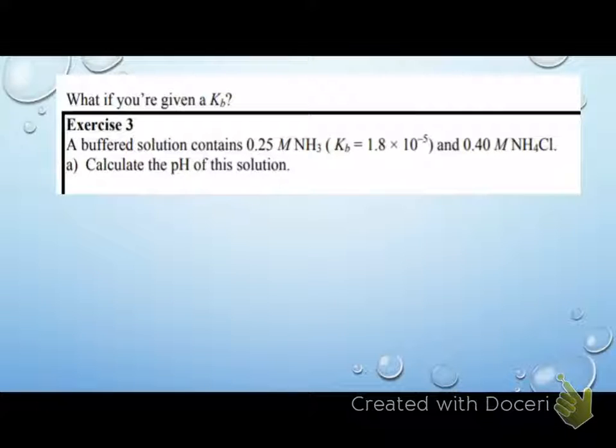Okay, picking up with exercise 3, we have a buffered solution of ammonia, which gives you the Kb value, and it gives you ammonium chloride. So it tells us it's a buffered solution, but you should be able to recognize weak acid in its salt or weak base in its salt gives you a buffer. It says calculate the pH of this solution.